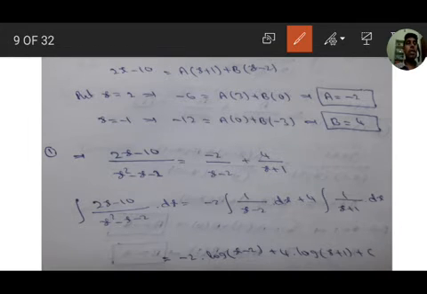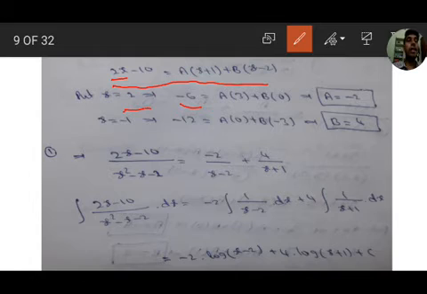Next step: 2x minus 10 equal to A into (x plus 1) plus B into (x minus 2). Put x equal to 2 on both sides. X equal to 2 means 2 into 2 is 4, 4 minus 10 is minus 6. A into (2 plus 1) means 3, B into (2 minus 2) means 0. B term is 0. So 3A equals minus 6, A equal to minus 2.